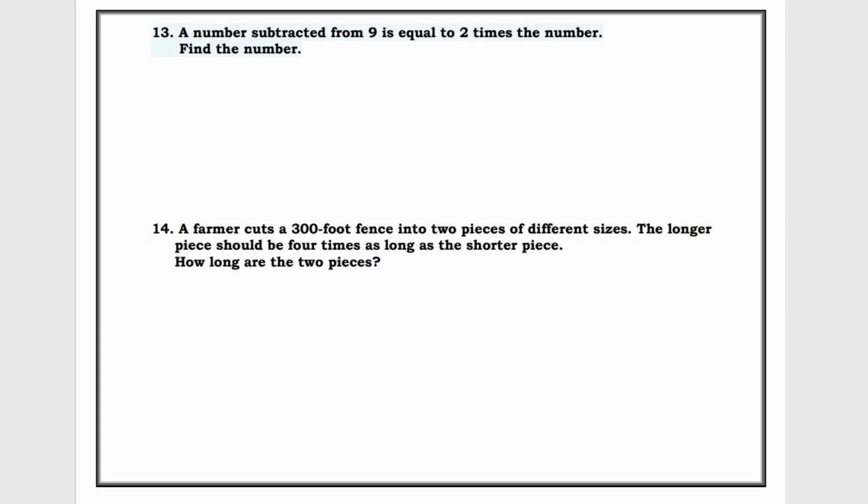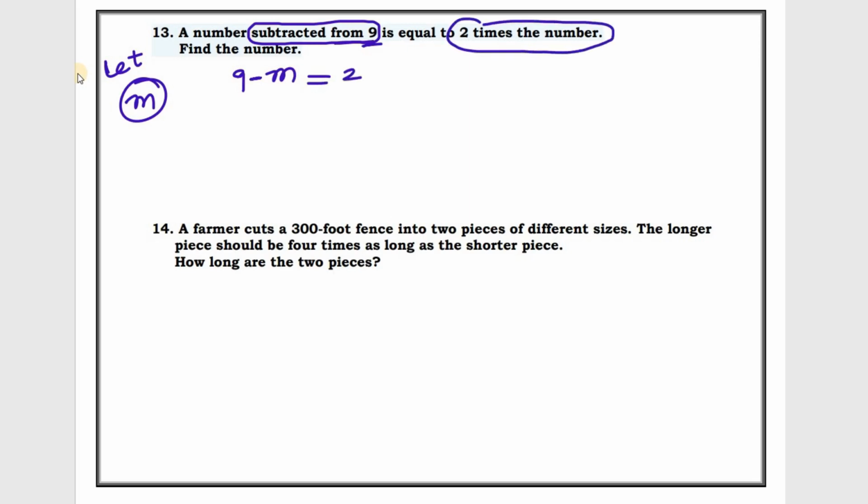Next question, the 13th one. A number subtracted from 9 is equal to 2 times the number. Find the number. This time I am taking the number as variable m. So let m be the variable. A number subtracted from 9. See the question properly, subtracted from 9. So that is nothing but 9 minus m, and it is equal to 2 times the number, 2 times m. This is the framing of the equation.